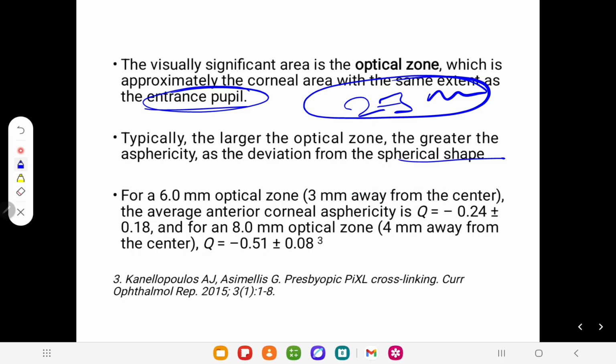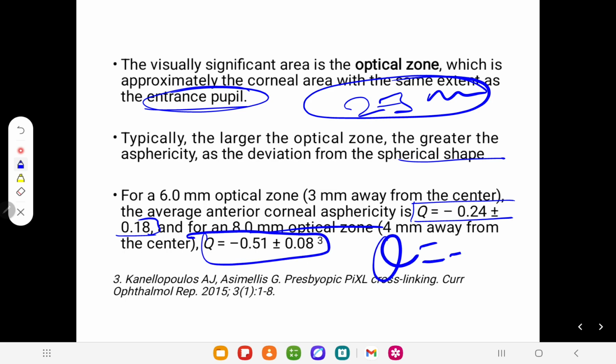So for a 6 mm optical zone, 3 mm away from the center, the average corneal sphericity is this. It will always come in your MCQ: what is the sphericity of the cornea? So you must remember that the sphericity of the cornea is approximately 0.3. For an 8 mm zone sphericity is 0.51, but if it comes in the exam, it will always be approximately 0.3, or sometimes 0.26 or around whatever. But remember this point: corneal sphericity is approximately Q equal to minus 0.3. Okay.